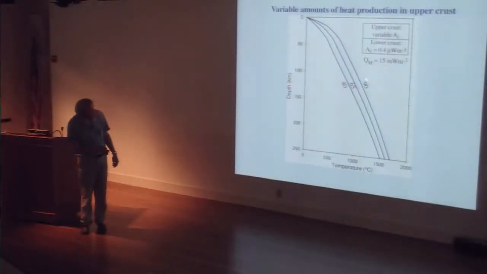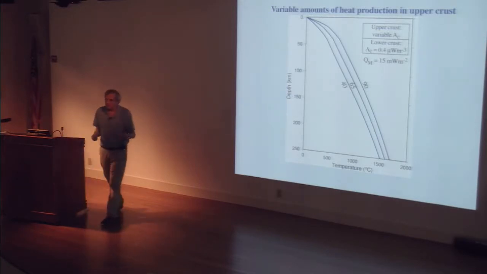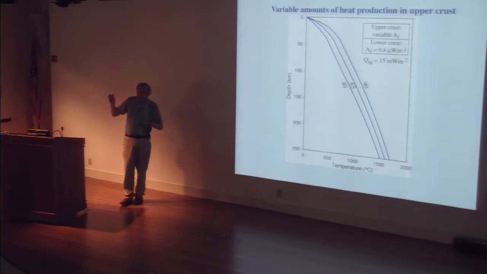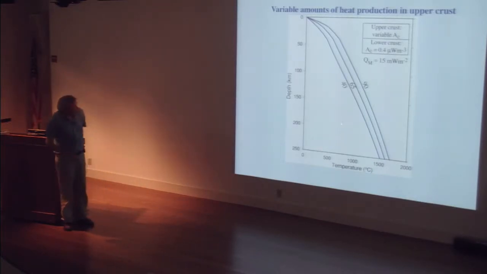Now, let's vary the amount of heat production in the crust. Again, Moho heat flux and basal heat flux are kept at the same value. Again, we have the variable upper crust. Lower crust is kept at this value, which is about the value that you get from these two big outcrops in the Canadian Shield, between Wawa and Kapuskasing. And so if you have this fixed and that fixed, then if you vary the upper crust, of course, you vary the surface heat flux.